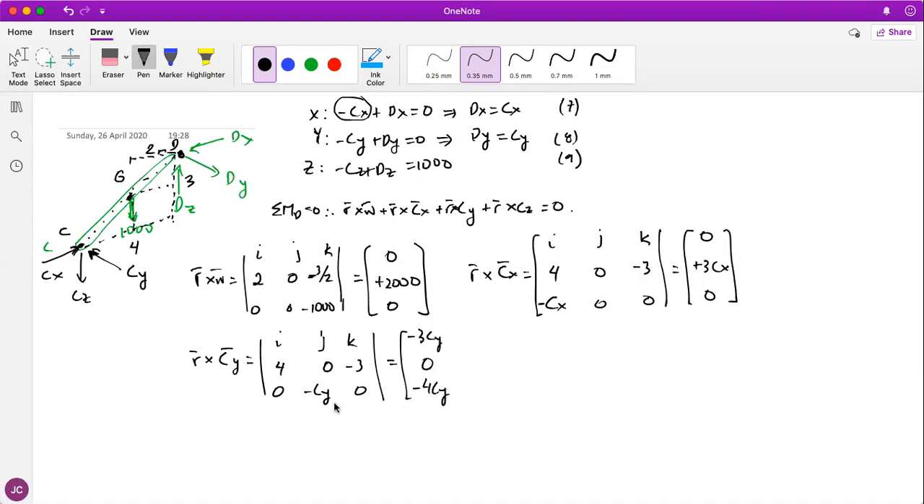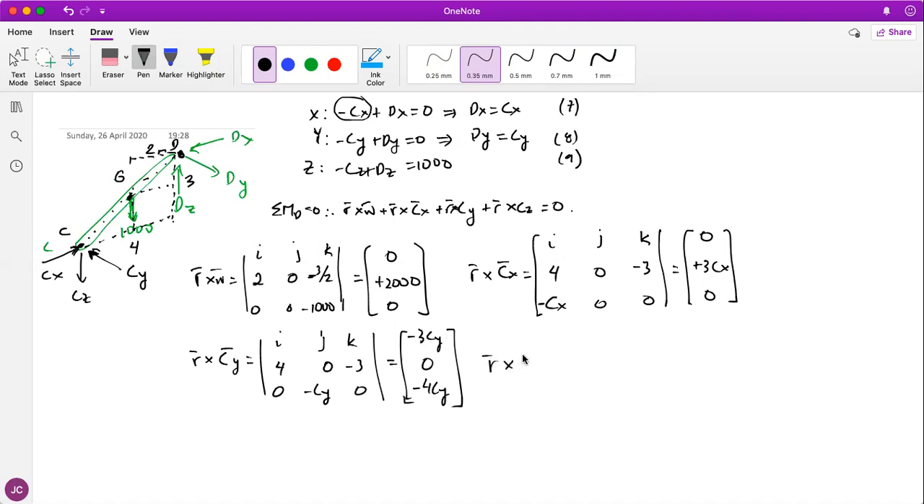This is minus 3. This is minus cy. Well, I'm wrong. Okay, I'm wrong in my notes. I have put this guy as a plus over here. Well, okay, let's just see how that turns out.